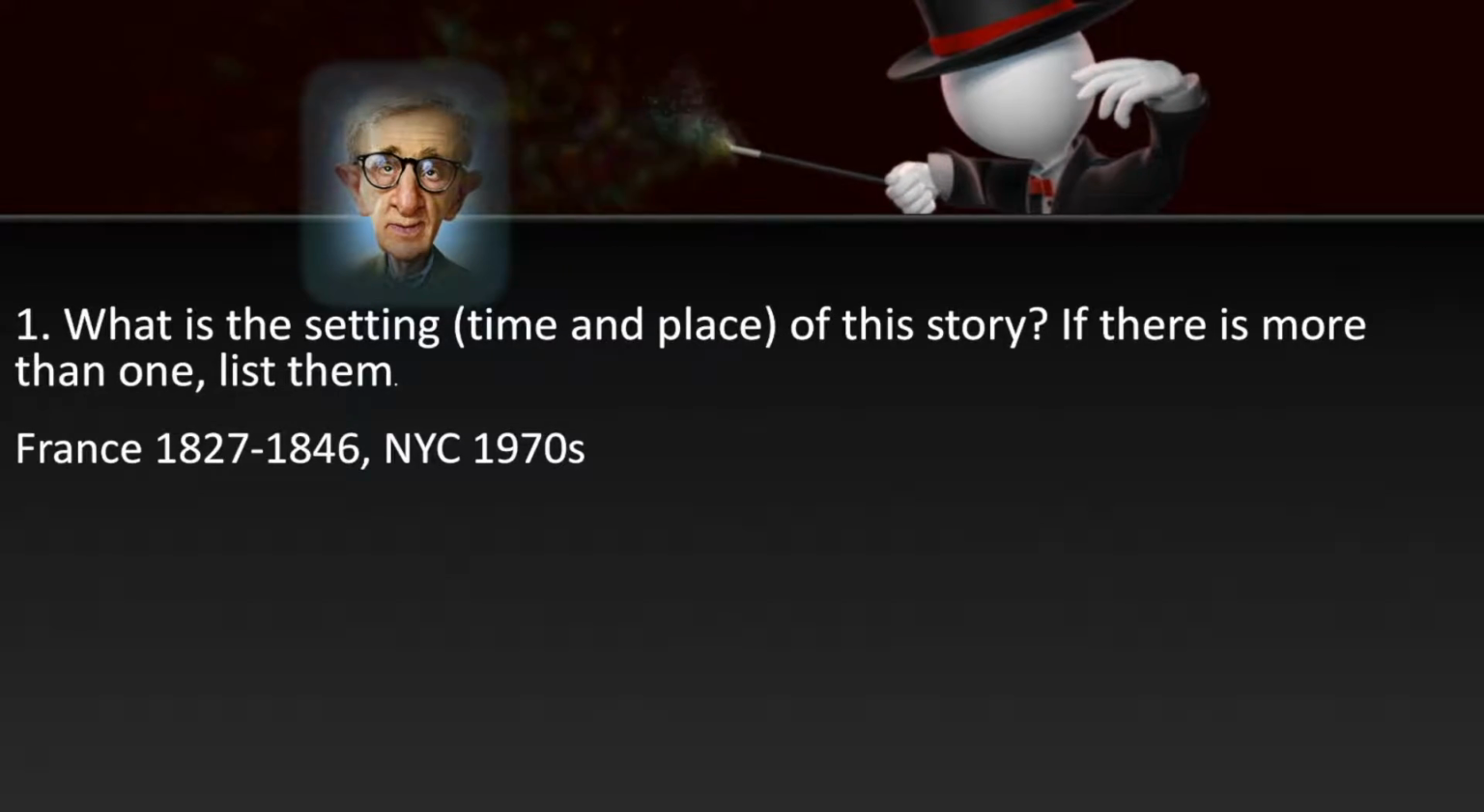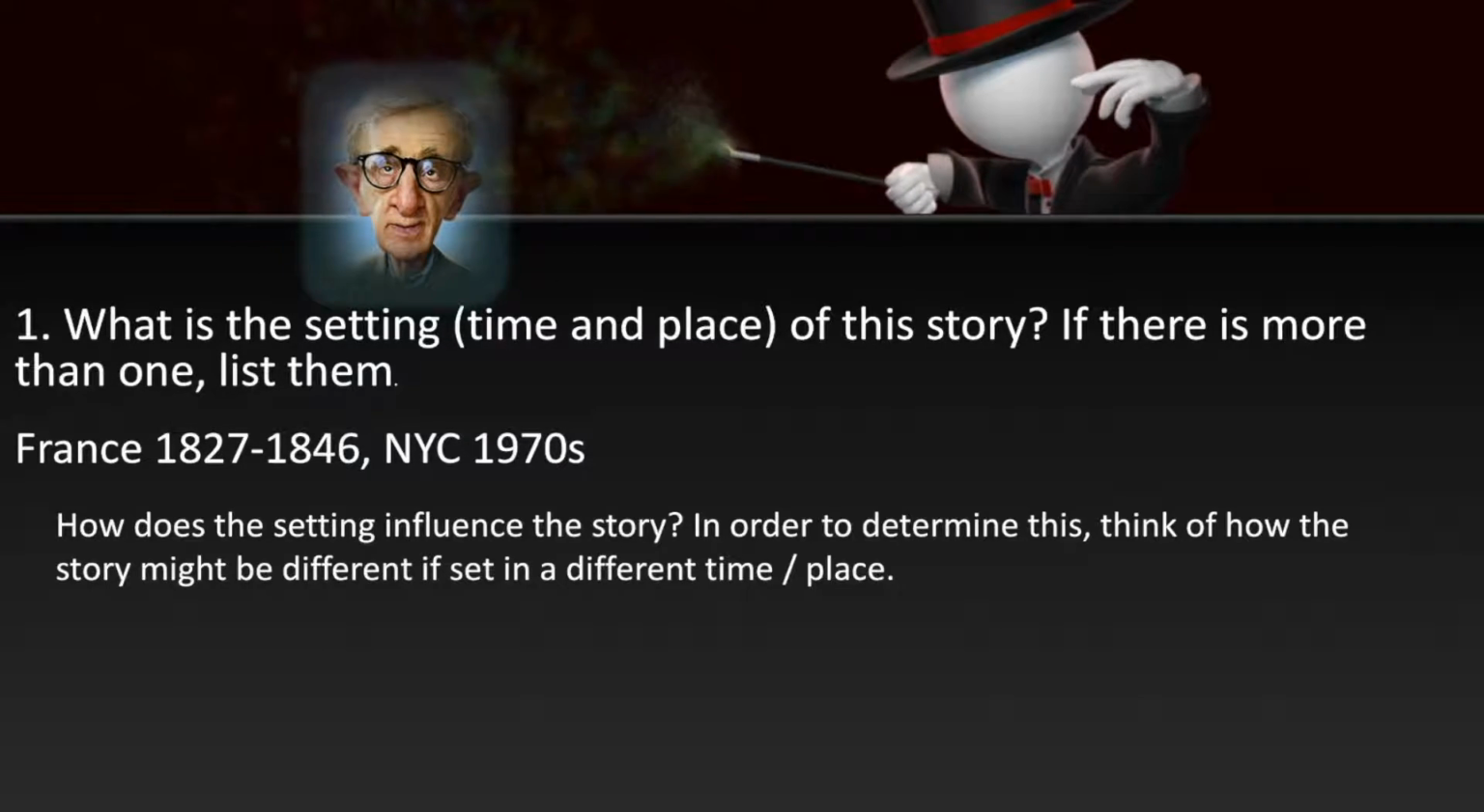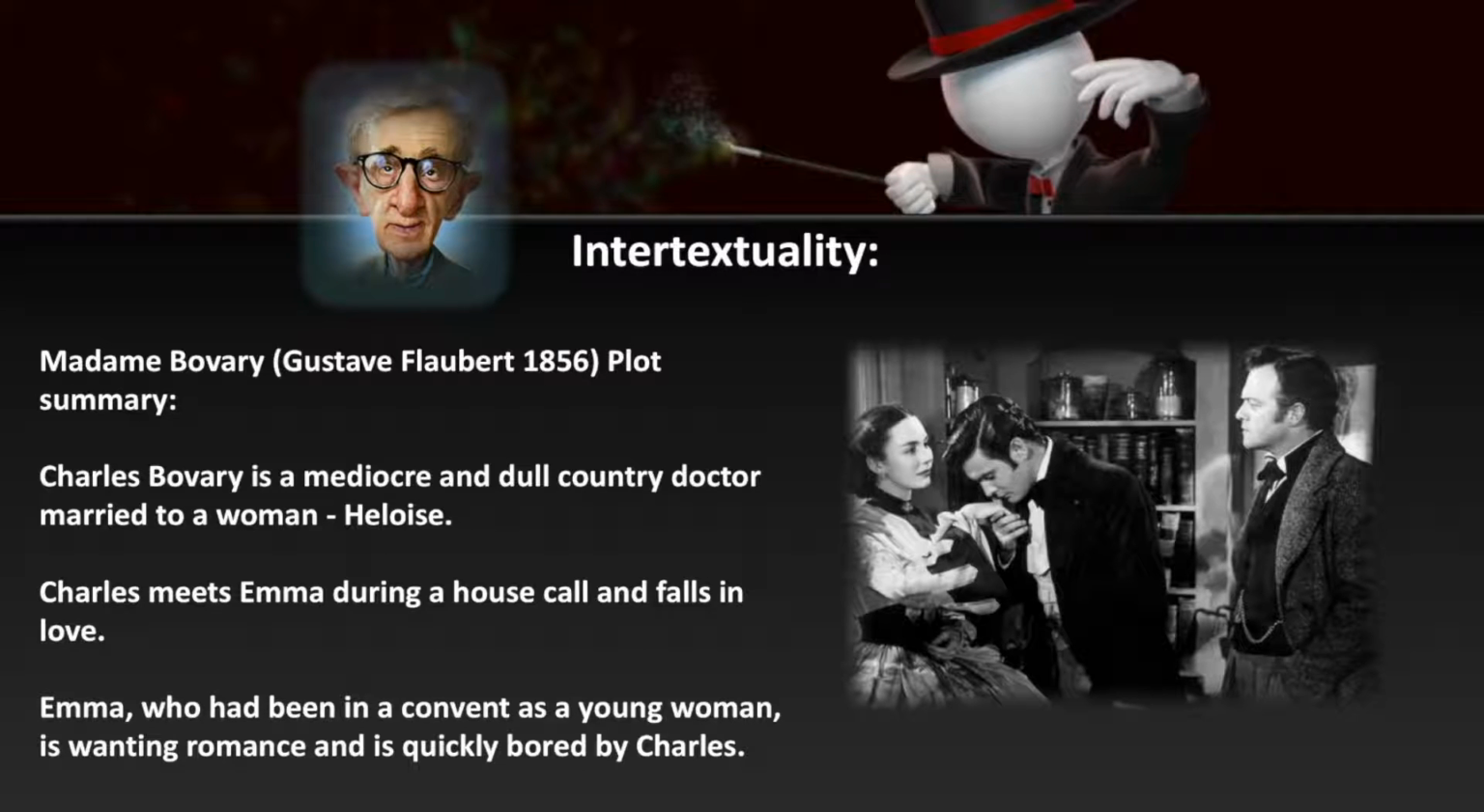Okay, we'll dig in a moment into the story, but first, the setting, the time and the place of the story, let's set that up. It's in France in the early part of the 19th century and New York City in the 1970s. Okay, so with every setting, like we talked about in the first video, we need to focus on how it influences the story and how the story might be different if it was set in a different time or place. So if it was set in Titusville 2017 or even New York City 2017, how would the story change? If it was set in Canada rather than France, or if it was set in San Francisco rather than France, how would that change the story? Okay, so let's dive into the text.